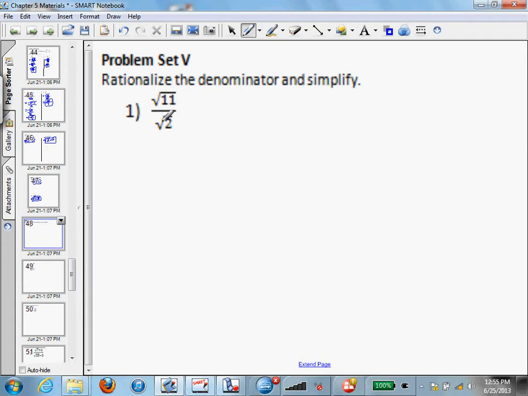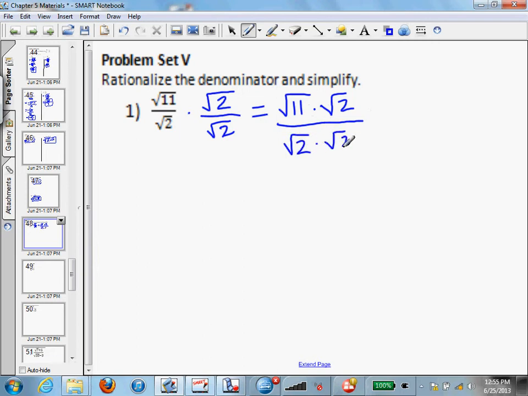So for number 1, here is the square root of 2. If we were to multiply by 1 in the form of square root of 2 over square root of 2, it will alleviate the fraction of having a radical in the bottom, hence the name rationalizing the denominator. So let's go ahead and multiply. We have on top square root of 11 times square root of 2 over square root of 2 times square root of 2.